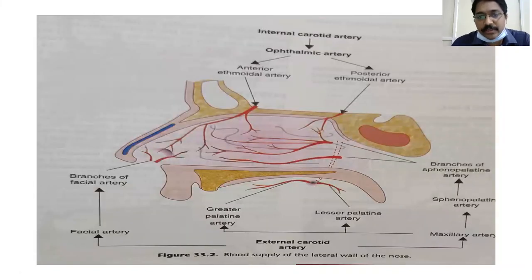Coming to the lateral wall, it has the same branches except the branches of the facial artery. Here even the lesser palatine artery is involved, and the remaining are also the same. Even the posterior ethmoidal artery is involved here.